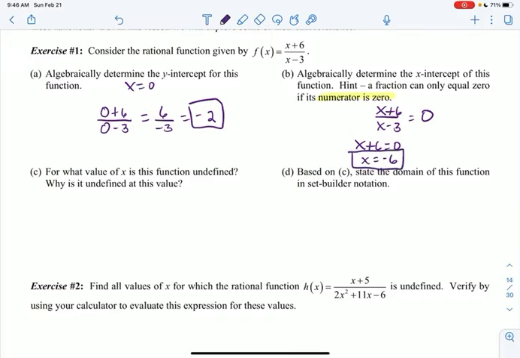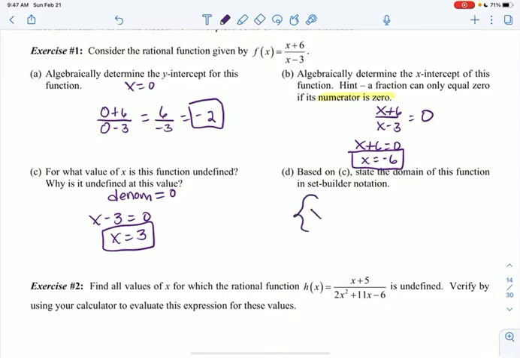For what value of x is this function undefined? Well, we already talked about this. It's undefined when the denominator equals 0. So I'm going to take that denominator and set it equal to 0 and solve. You can't divide by 0, so a fraction is undefined when the denominator equals 0. Based on C, state the domain of this function in set builder notation. The only time this is undefined is when x equals 3. So it's all values of x such that x does not equal 3, but anything else is okay.